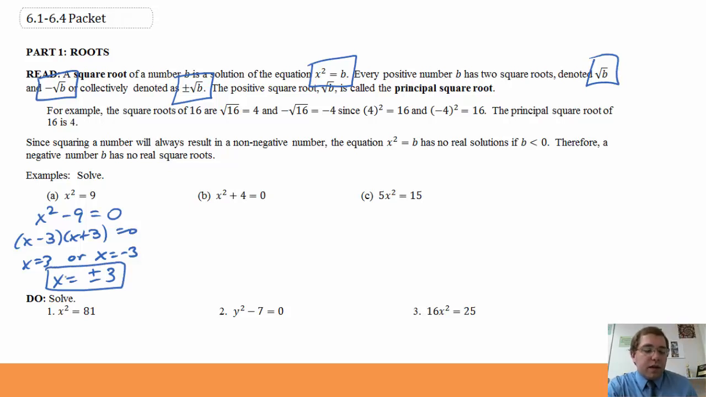Another way to do it is to say, well, the solutions to x squared equals 9 would be the square roots of 9. What are the square roots of 9? The square roots of 9 are 3 and negative 3.